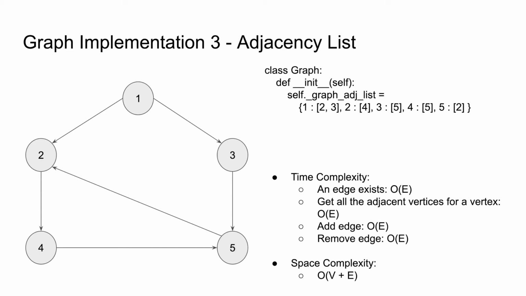Space complexity. As you can see in this particular dictionary, the number of keys is equal to the number of vertices in the graph, and the total length of all the lists combined together is equal to the number of edges in the graph, and that's the reason it's O of V plus E.